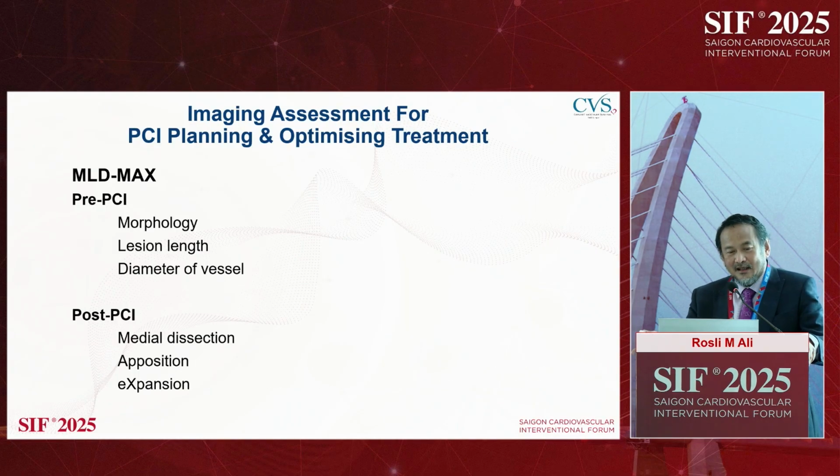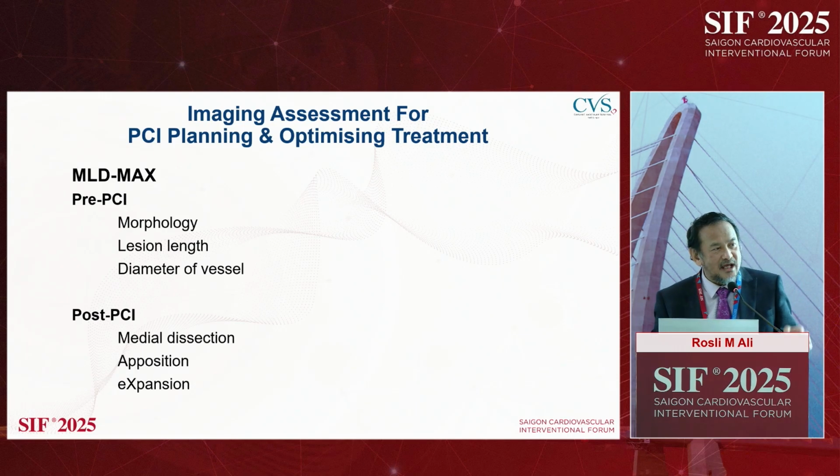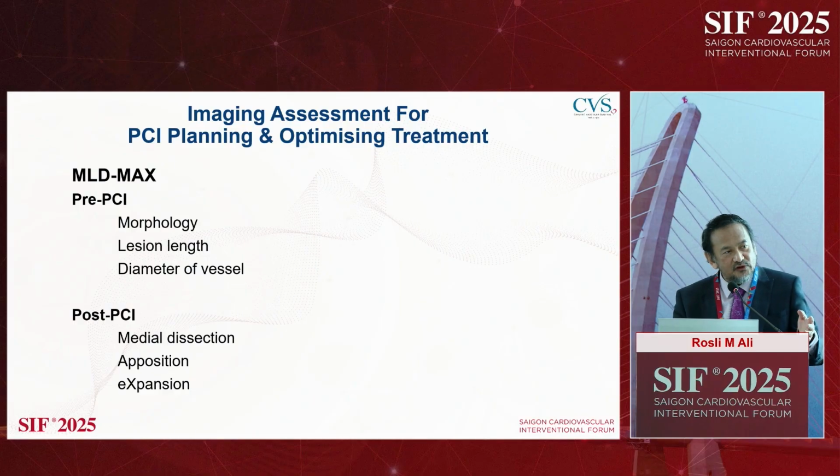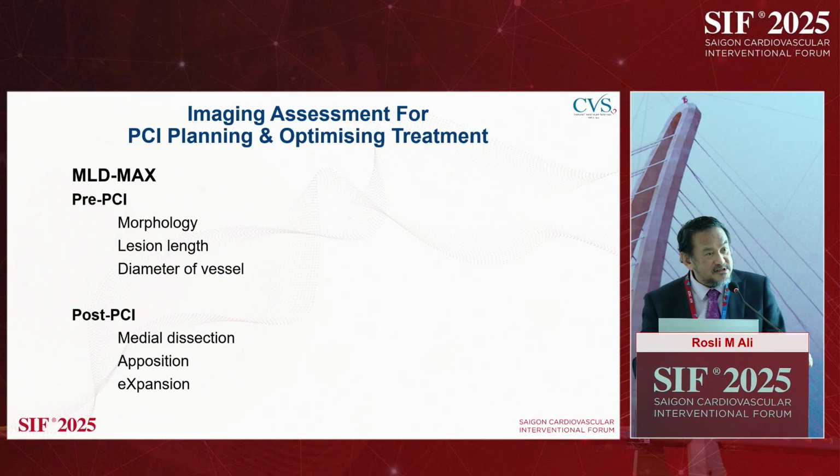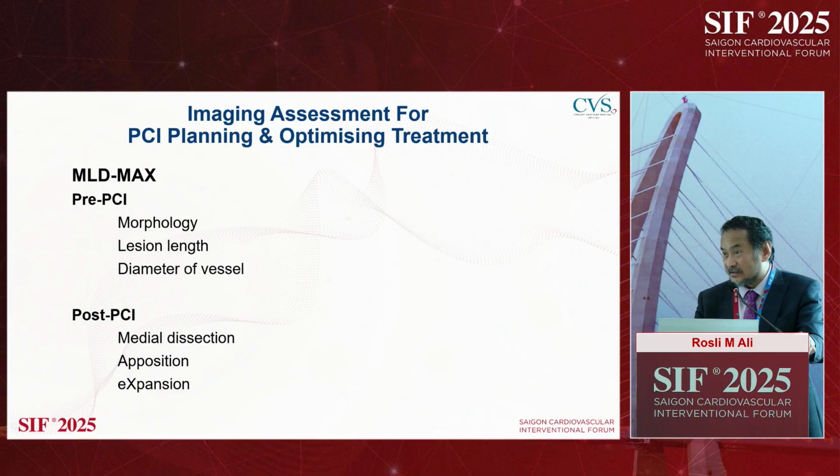What do we do, or how do we use the imaging, both either OCT or IVUS, the MLD max, which is very clear in terms of PCI planning, morphology, lesion length, diameter, vessel, then it gives you the strategy and the device that you are going to choose. And post PCI, looking at optimization of treatment, especially in particular if you use stent, is looking at medial dissection, position, and stent expansion.